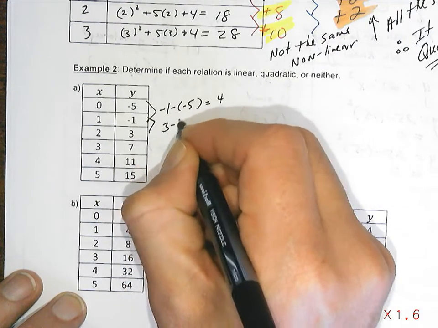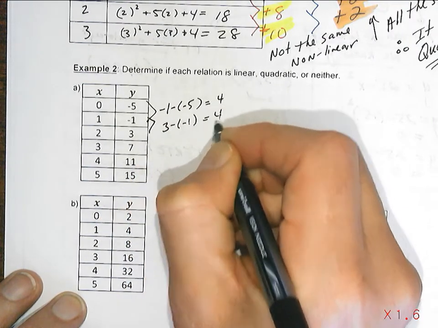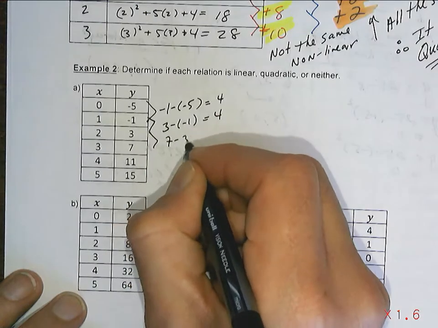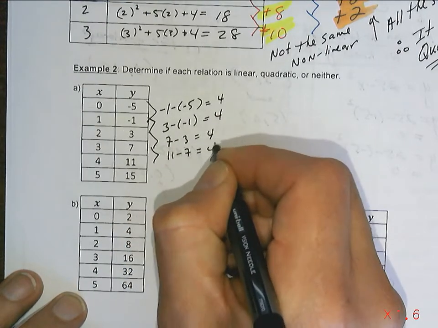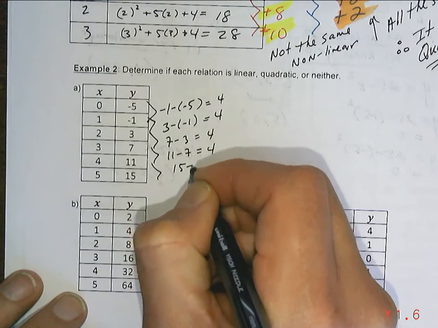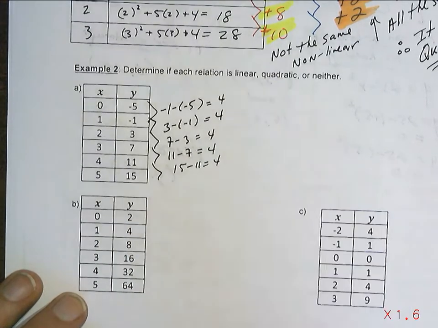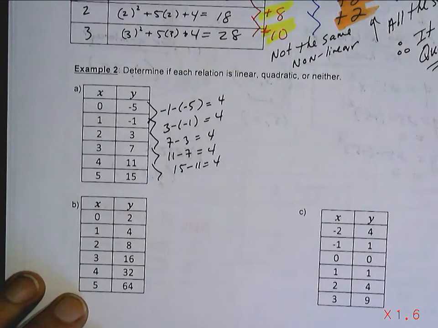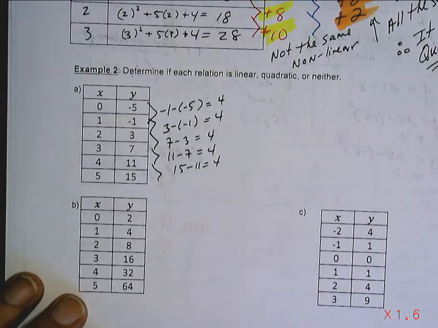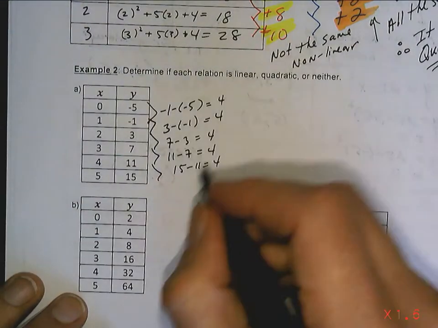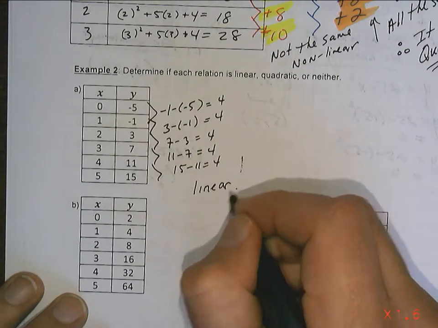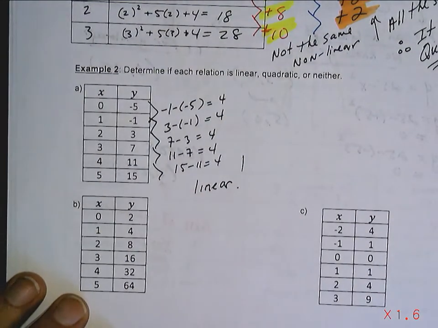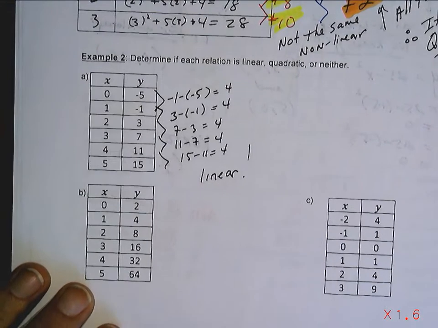It's going to be 3 subtract -1, which is 4. It's going to be 7 subtract 3, which is 4. 11 subtract 7 is 4. 15 subtract 11 is 4. Those are my first differences. They're all the same. Guess what that makes this? Linear, since the first differences are all the same.